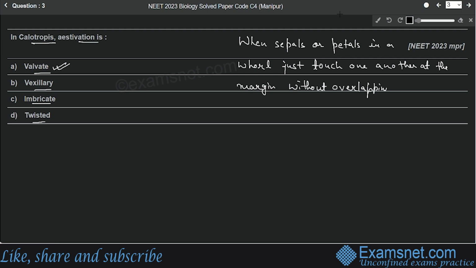If we look at the diagram of valvate aestivation, it looks something like this. There is no overlapping. This is valvate aestivation. It is exhibited by Calotropis. Vexillary aestivation is exhibited by peas. The example of imbricate aestivation is cassia, and the twisted aestivation is exhibited by China rose. So according to this question, the correct answer is option A, valvate aestivation.